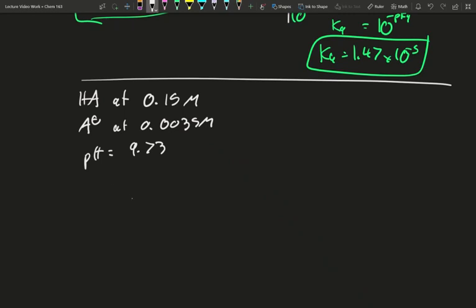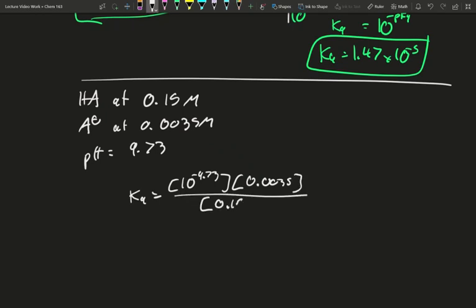So what would our Ka be here? Well, my Ka is going to equal my H plus concentration, 10 to the minus 9.73, times my base concentration, 0.0035, divided by my acid concentration, 0.15. And I solve that out to be 4.34 times 10 to the minus 12.